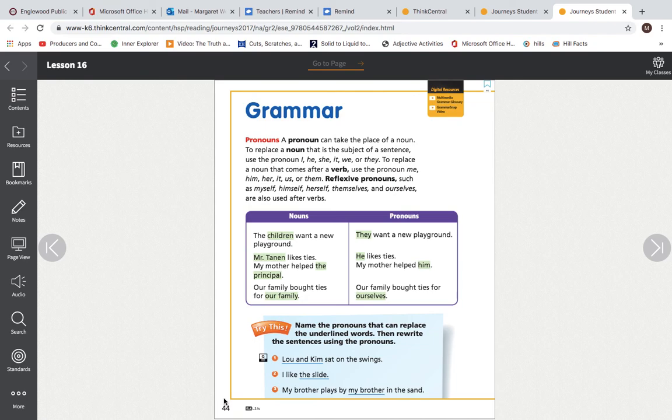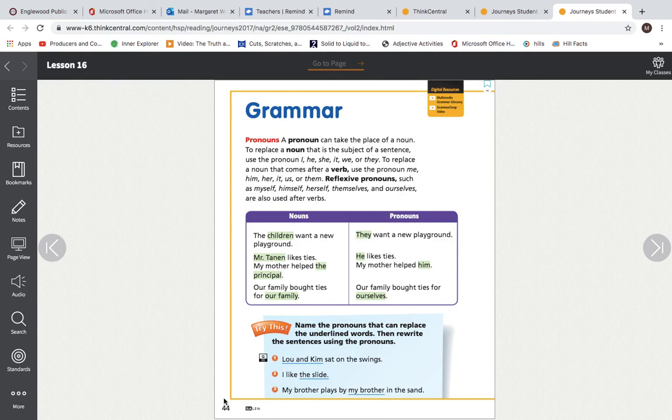So they're showing you some examples of the nouns and of the pronouns. It says the children want a new playground. Well, children is a group of people. It does not include yourself. It comes before the verb. So it would be they. They want a new playground.